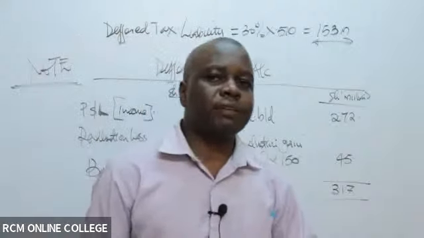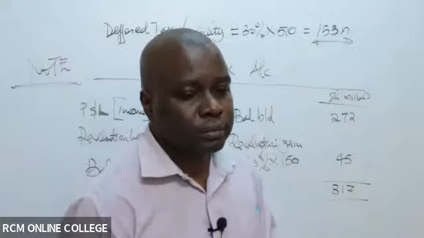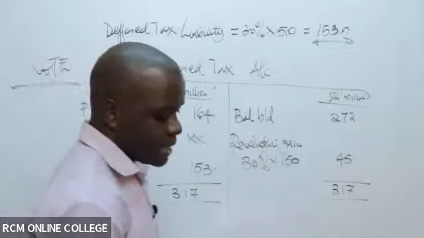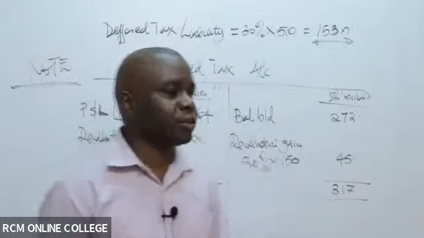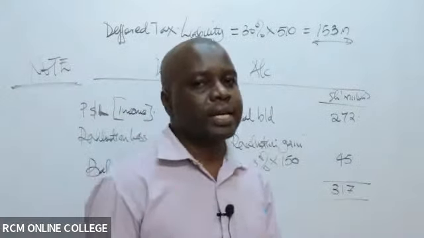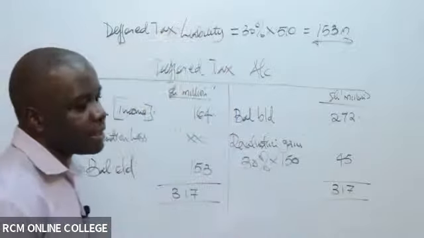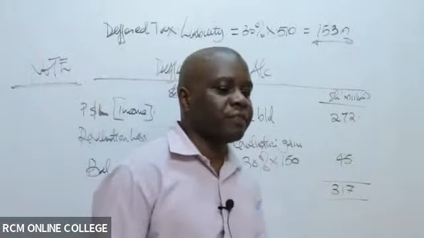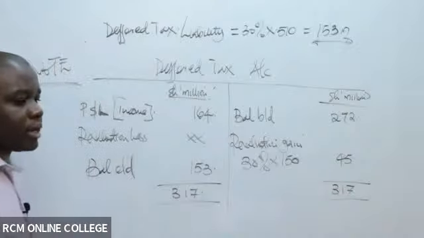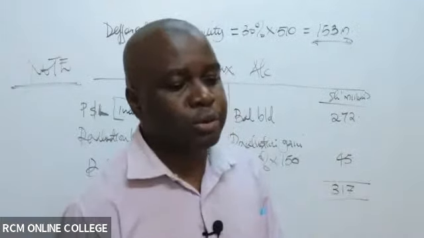Any revaluation gain will be credited in the deferred tax account with the deferred tax on the gain. So you have to consider the 30% on the gain. So that is note number one. Then note number two. Hope you've been able to write that one.